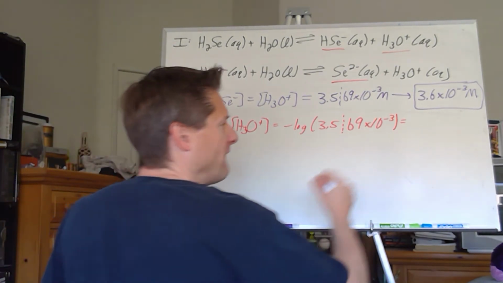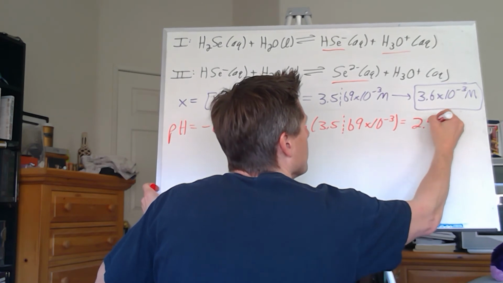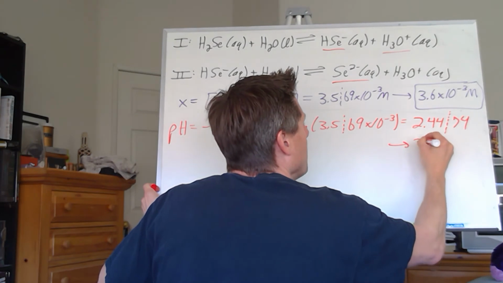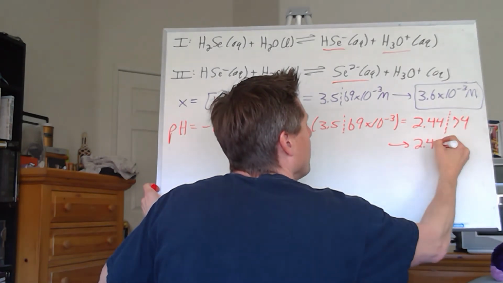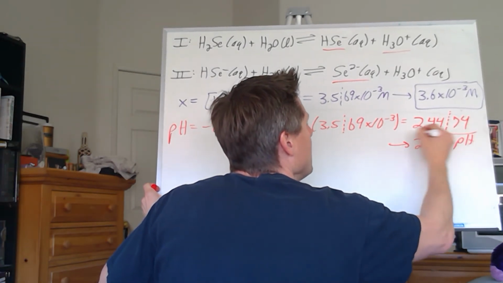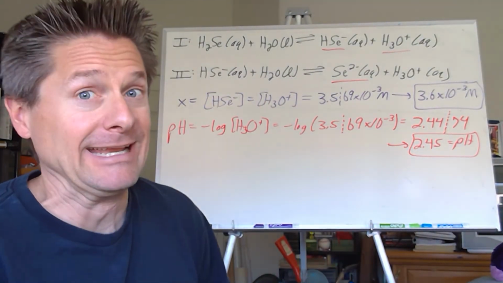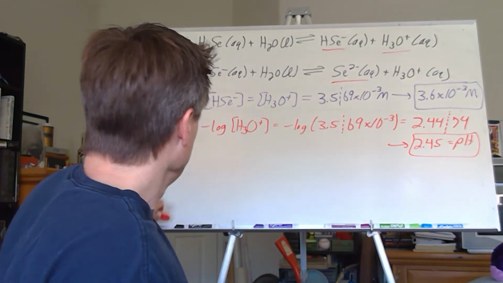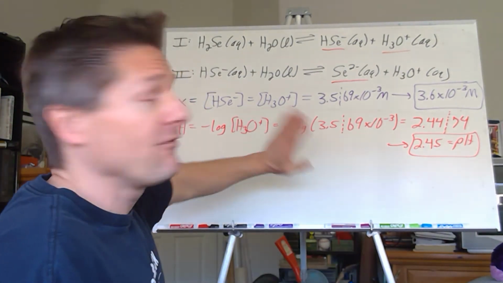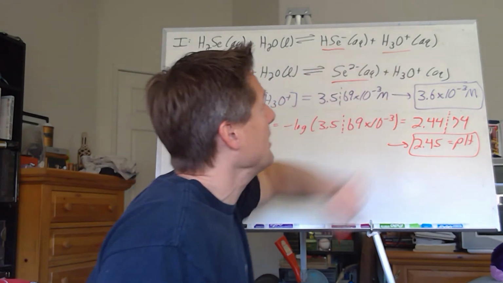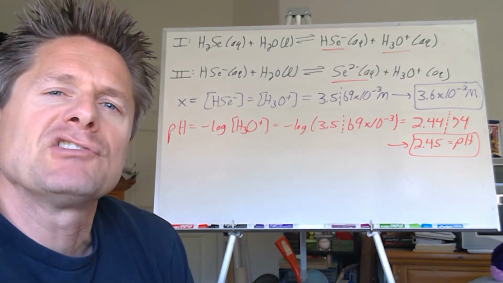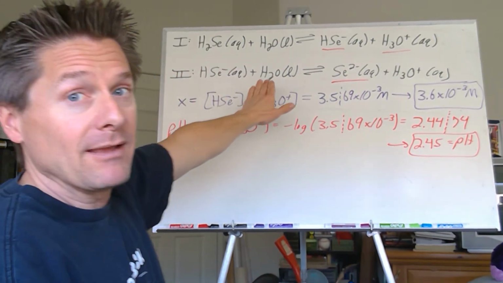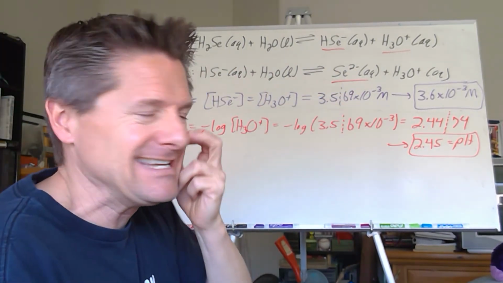I get 2.4474. So that's going to round up to 2.45. That will be our pH, which makes sense. It is an acid, right? It should be less than 7. Three of the four things done. We only got one left. We got those concentrations. We got the pH. We just got to get that concentration of that selenide ion from the second ionization. Remember, it's still happening. It's just pretty minor. It's going to be a teeny, teeny, tiny value.